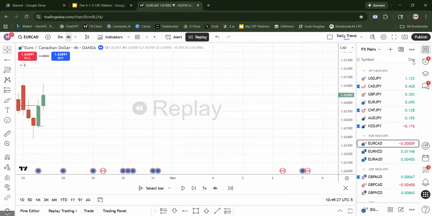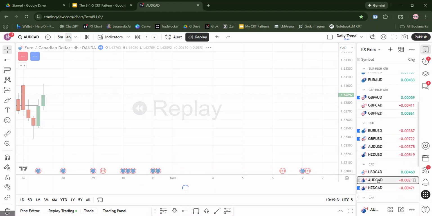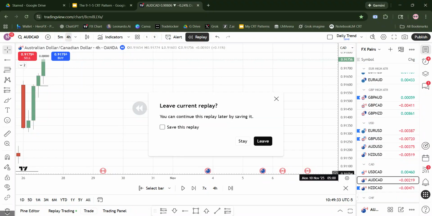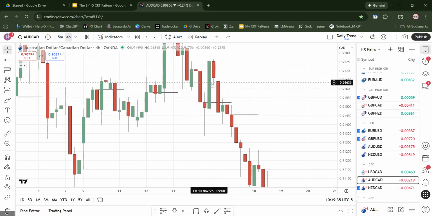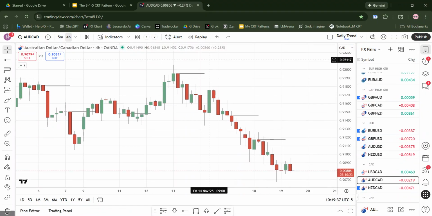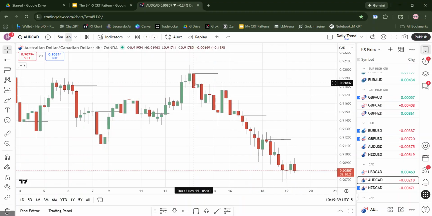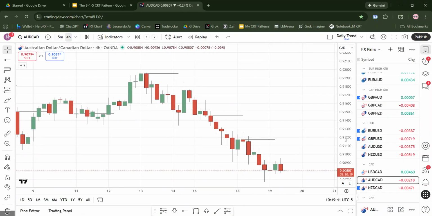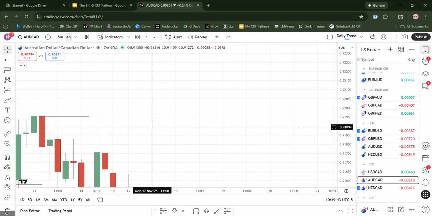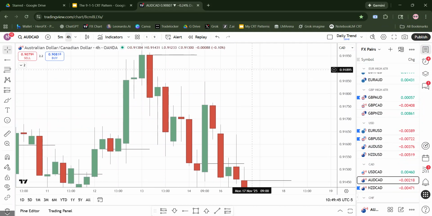Get rid of those drawings. Let's see if we can find a short trade. Let's try Aussie CAD, just doing it randomly. Okay, so we have our indicator. Be sure to save the indicator template as well. And here's one right here. So remember, I'm just looking for the black lines in the expansive candles.